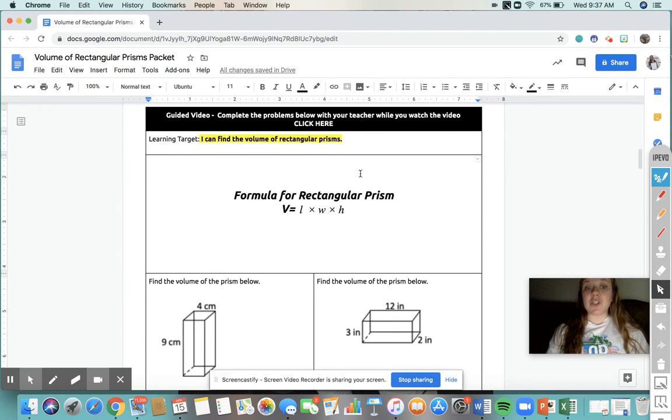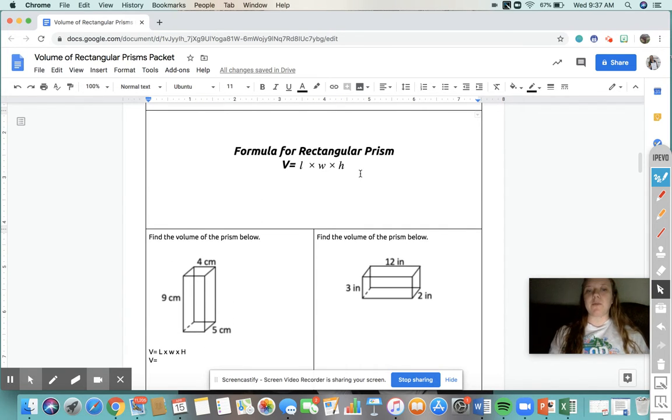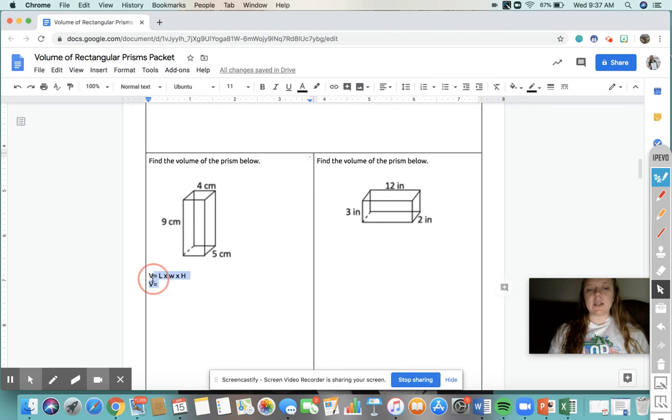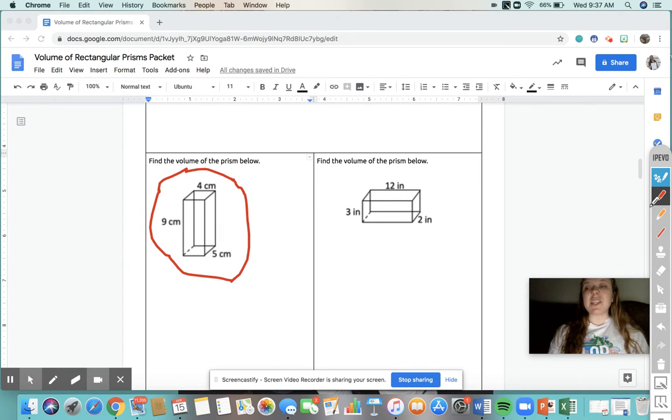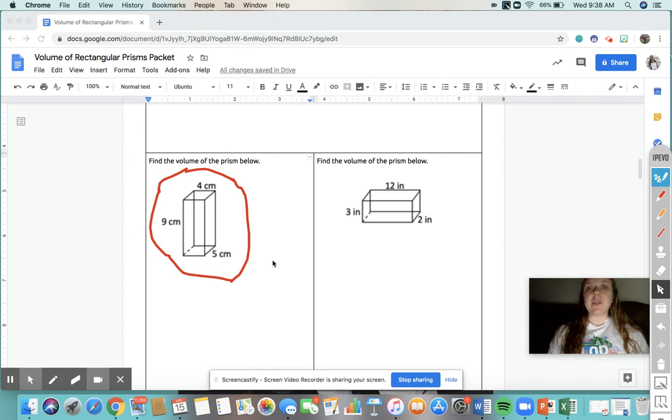Before we start with today's lesson, it is important that we know what a prism is. So before we go over this formula for rectangular prisms, we need to go over what a prism is. If you look down here at the bottom, we have an example of a prism. A prism is a 3D object. It is no longer a 2D object. So now it has sides that are more than just one side, like the 2D object is.